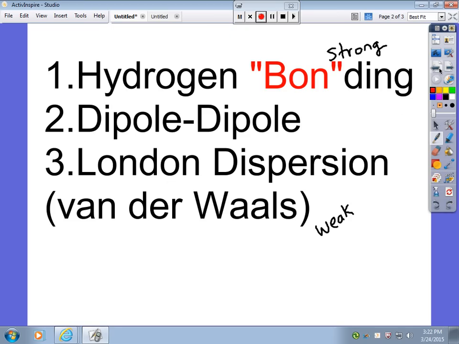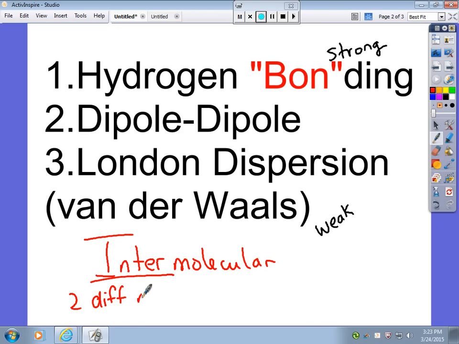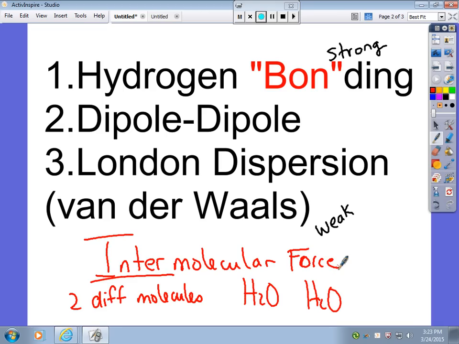So let's go back to what these forces are. These are called intermolecular forces. Like you need an interpreter to interpret or have a relationship between two different molecules. Now those two different molecules can be one water molecule and another water molecule. Right? When you drink a glass of water, you don't just have one water molecule, you have lots of them. So the interaction between two water molecules is an intermolecular force, an attraction between two different molecules.